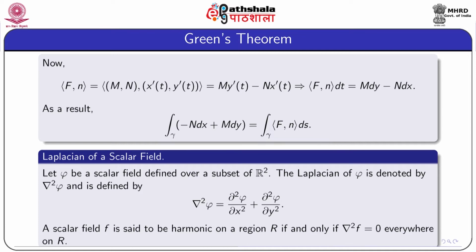Now we discuss the Laplacian of a scalar field. Let phi be a scalar field defined on a subset of R2. The Laplacian of phi is denoted by nabla square phi and is defined by nabla square phi equal to ∂2 phi by ∂x2 plus ∂2 phi by ∂y2. A scalar field f is said to be harmonic on a region R if and only if everywhere on R, nabla square f is identically 0.